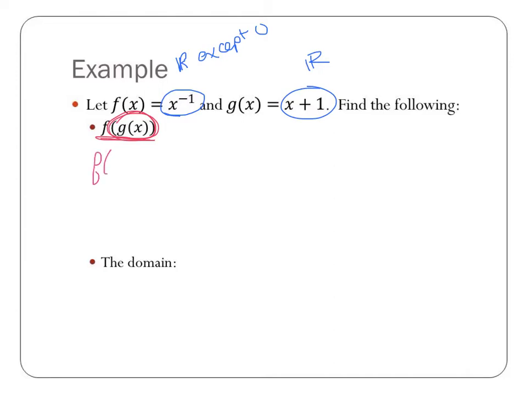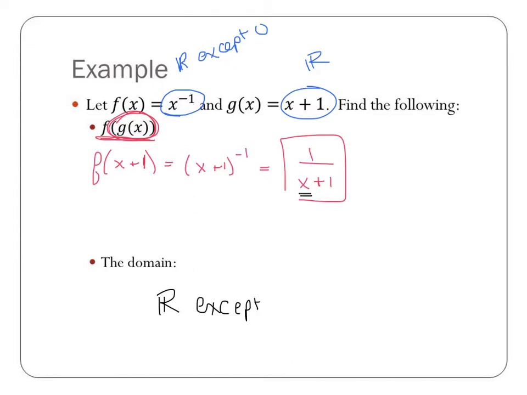Okay, so we're going to do f of x plus 1, because that's what g is. And then I'm going to evaluate f, so I'm going to have x plus 1 to the negative 1, which is 1 over x plus 1. So there's my answer to my composition, and then the question becomes, what is its domain? I started out with the domain of all reals, but now, because I have an x plus 1 on the bottom, that x cannot be negative 1. So we are adding to our domain: all reals except negative 1.